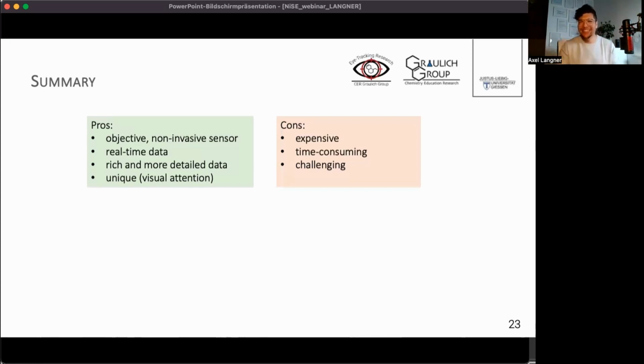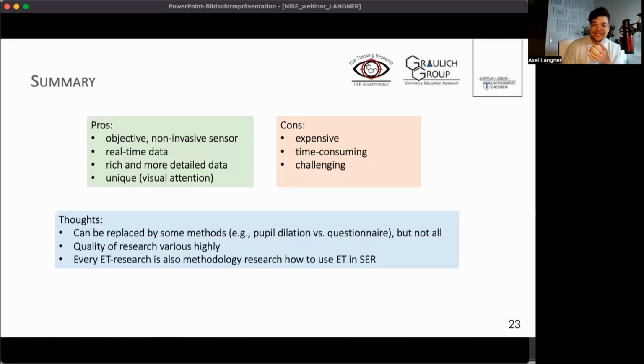So yeah, it's expensive. It's also time consuming, planning a study, conducting the study, because these are just one-to-one sessions. And analyzing the data is time consuming and also challenging. So I have some thoughts about this. These are just thoughts to stimulate you, and please add something if you have additional thoughts. So eye tracking, it's cool.